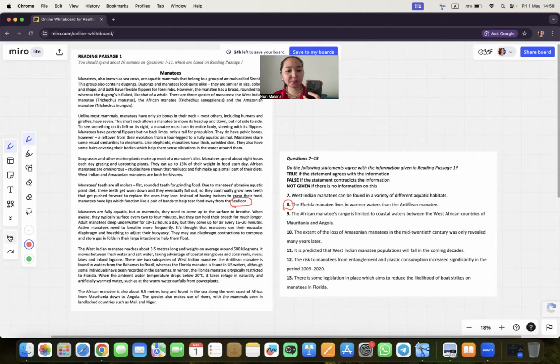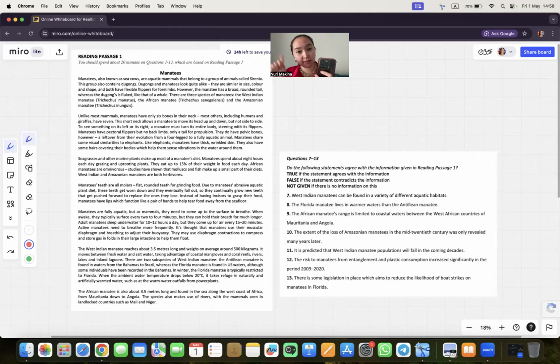So let's begin. Manatees, if you remember, look like this, the sea creatures. I think you don't see them, so this is how they look. You don't have to know what manatees are, but please make sure that you're reading and understanding. Understanding the passage is the key. You're going to skim and scan. So, true, false, not given.